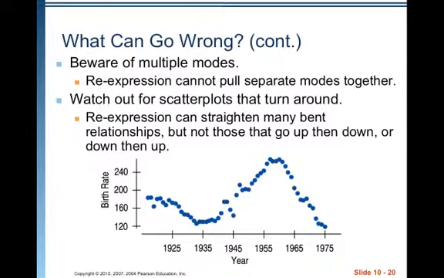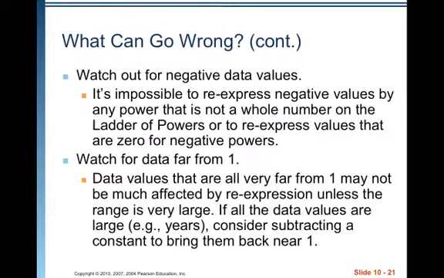Watch out for scatter plots that turn around. Re-expression can straighten many bent relationships. If we have a nice little dip like this, or a little peak like that in our linear relationship, that's fine. But when you have valleys and peaks, when they curve more than once, we're really not going to be able to straighten those out. You need more complicated models that go beyond the scope of this course.